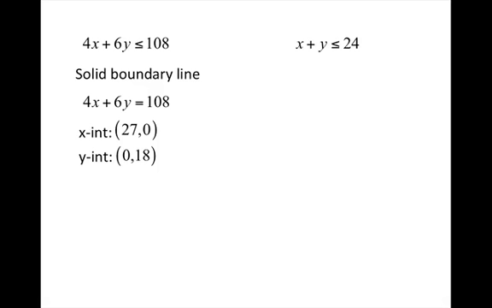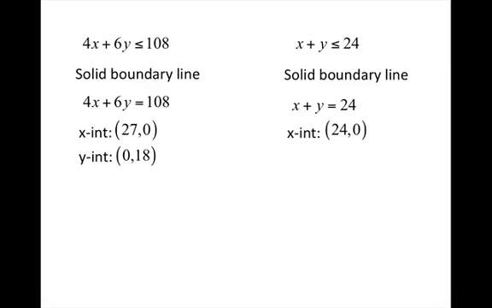My second constraint is x plus y is less than or equal to 24. This is also a solid boundary line, and the boundary line is x plus y equals 24. For my x-intercept, let y be 0, and I get x equals 24. So this gives me the ordered pair 24, 0. For the y-intercept, let x be 0, and I get y equals 24. So this gives me the ordered pair 0, 24.